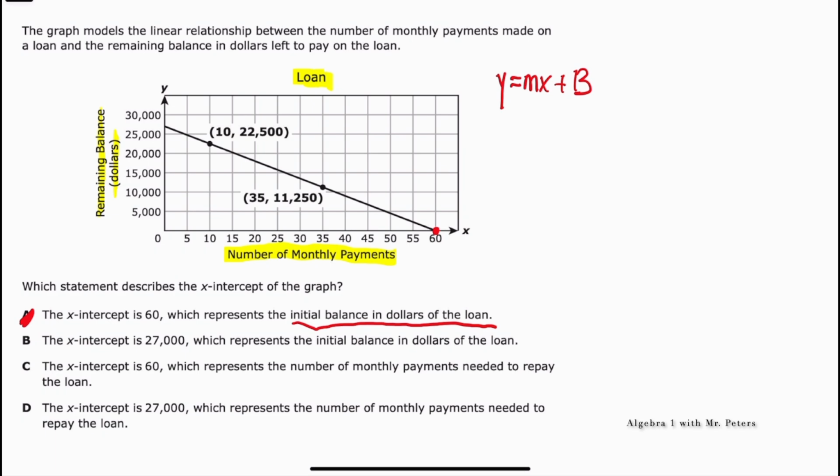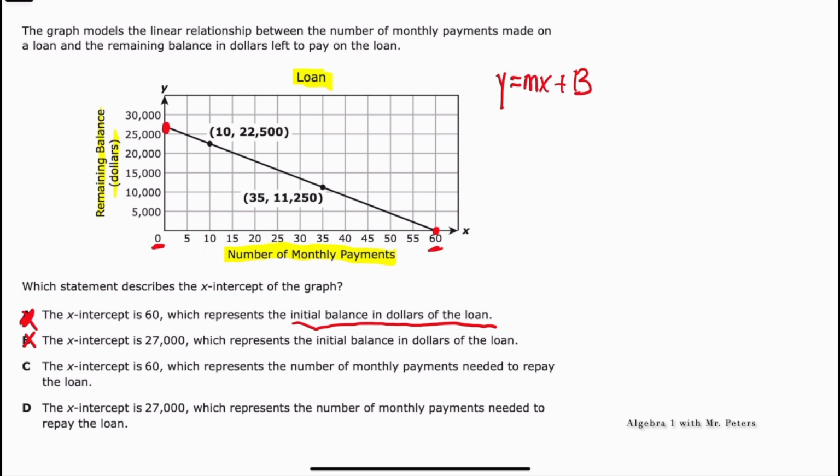When I go to answer choice B, it says the x-intercept is 27,000. But when we look at the x-axis, it's labeled by fives from 0 to 60. So if they were talking about an intercept of 27,000, that could be possible for the y-axis and the red dot that you see me making on my screen. So B is gone, right? A, B gone.